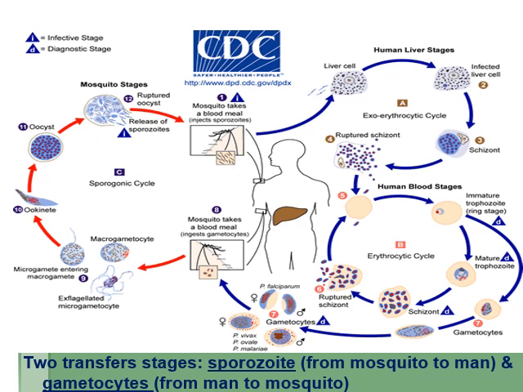So we have two transfer stages. Sporozoites go from mosquito to man; it is the infective stage to man. And we have gametocytes from man to mosquito; it is the infective stage for the mosquito. So as we see, it is a very complicated life cycle.